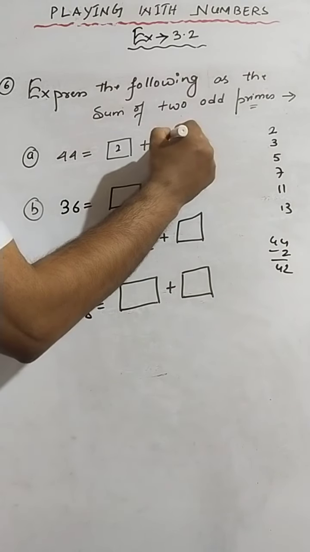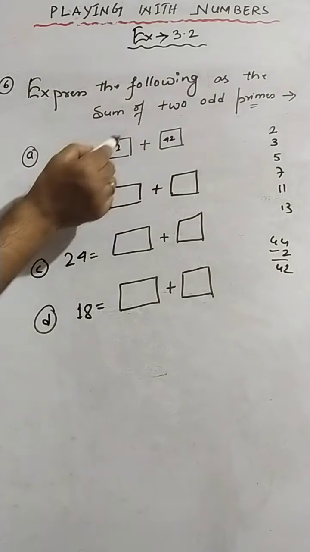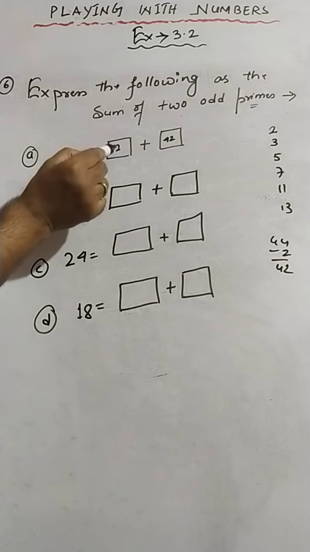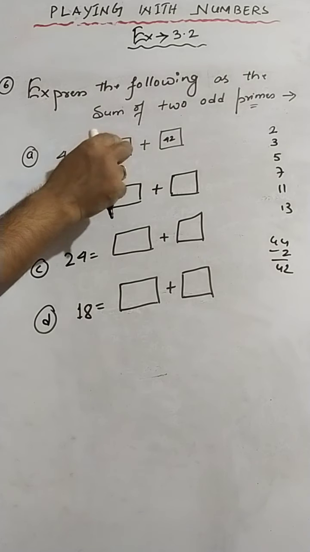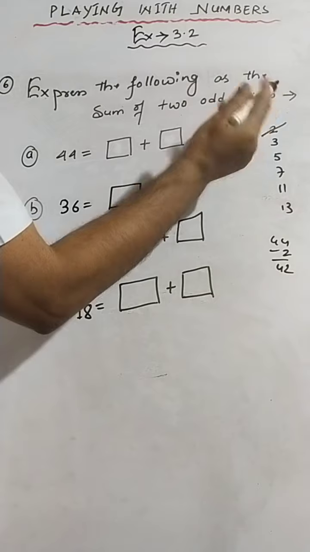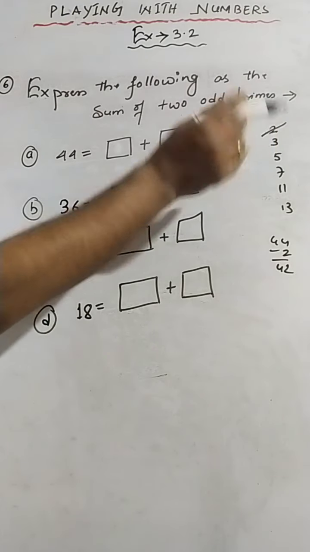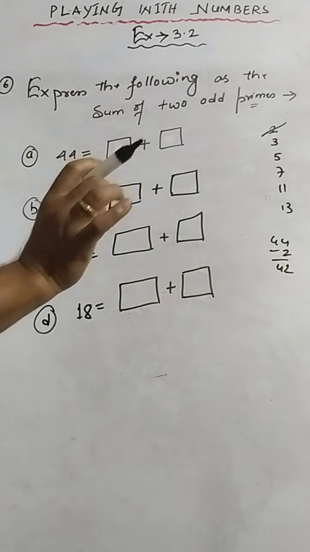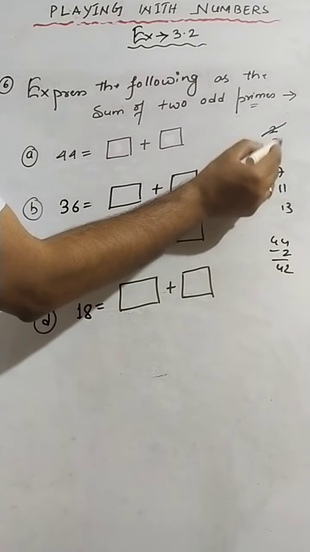42. So 42, if I write it down, is not a combination of two odd prime numbers. This is not odd, because it is an even number, and 2 is also an even number, and 42 is not prime either. So this number is cancelled. You can say that 2 is the only even prime number, and all the rest of the prime numbers are odd primes. So we'll start our counting from 3.